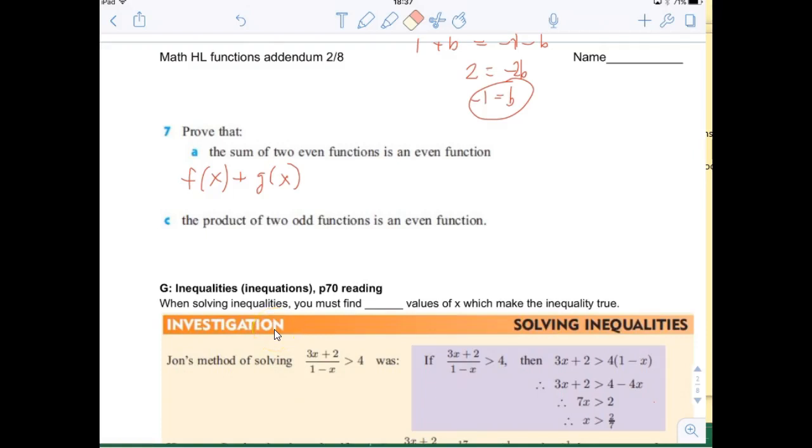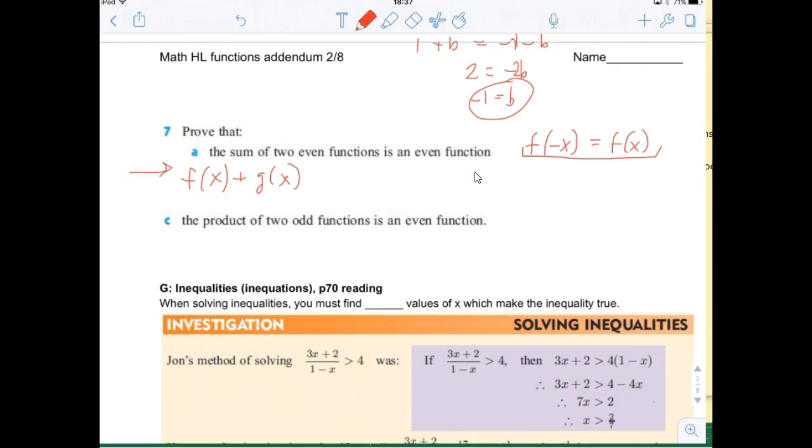Here we are on page 2 of the functions addendum. Prove that the sum of two even functions is an even function. Remember that the way we prove that a function is even is we put the opposite of x into the function, and then we show that that is the same thing as the function itself. So we know that an even function has this characteristic. So we're going to start with this.